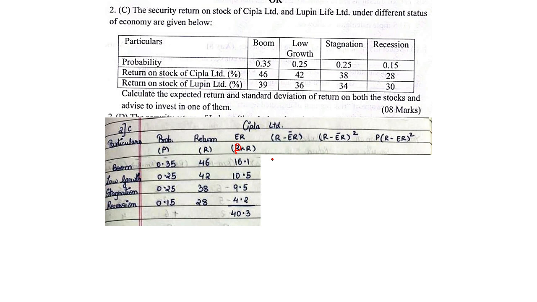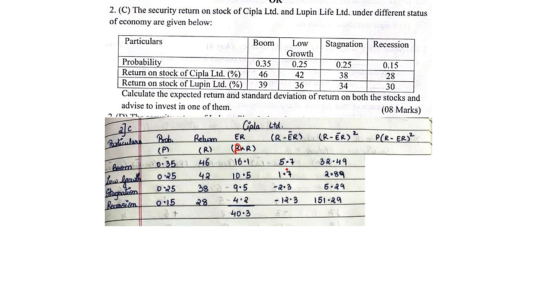The next thing you need to find is R minus ER bar, that is nothing but the expected return. So 46 minus 40.3, 42 minus 40.3, 38 minus 40.3 and 28 minus 40.3. So we get the values as 5.7, 1.7, negative 2.3 and negative 12.3. Next step is to find the square of it. So 5.7 square, 1.7 square, 2.3 square and 12.3 square. All the squares of all the numbers are always positive. So it will become 32.49, 2.89, 5.29 and 151.29.